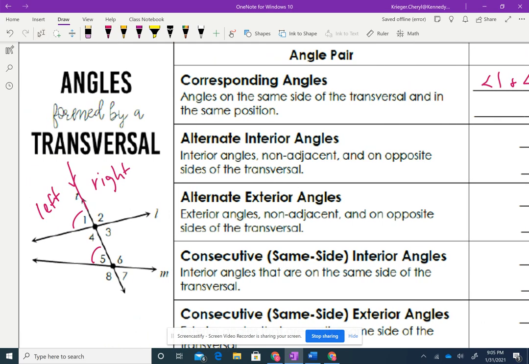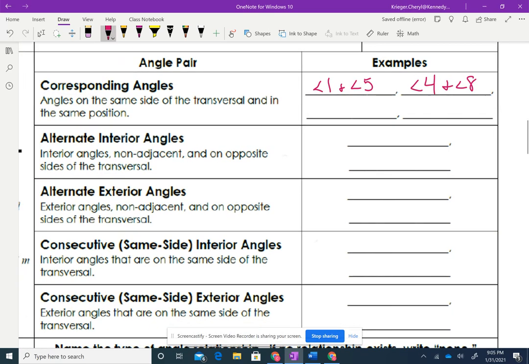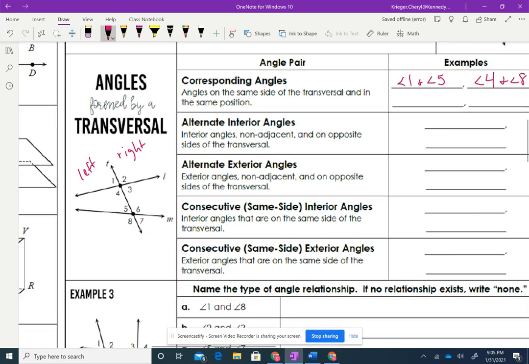What else? So we'll break it up into sides. How about the bottom left? The bottom left, 4 and 8, are corresponding. They're on the same side and in the same position. Angle 4 and angle 8. Okay, what else?